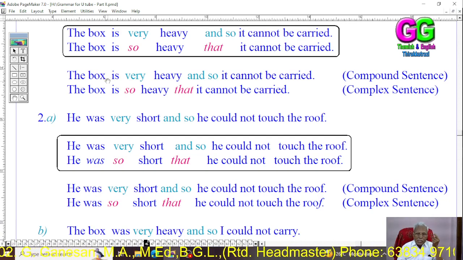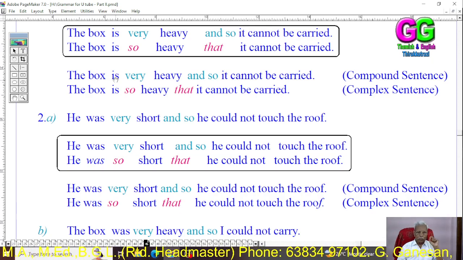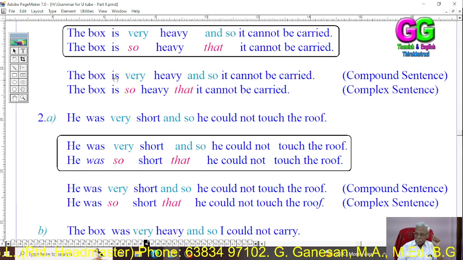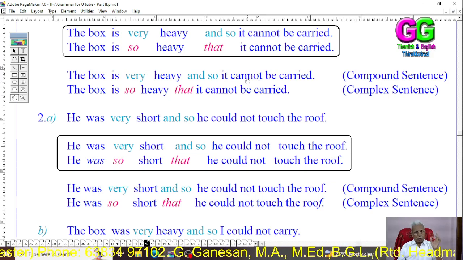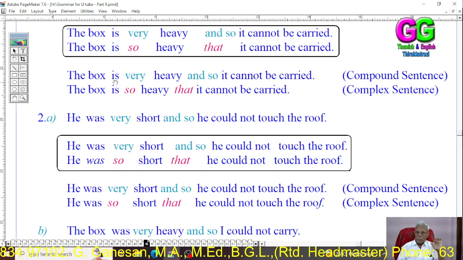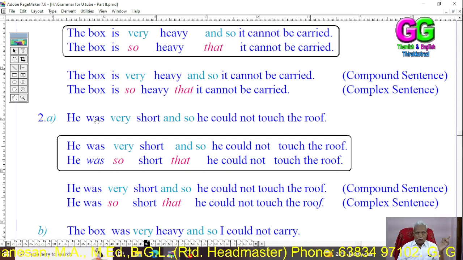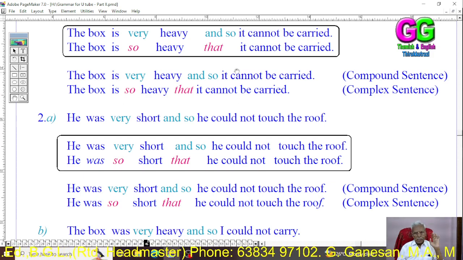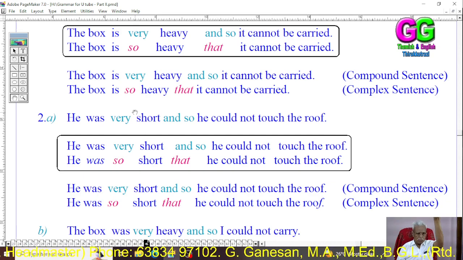See, in the first example I have used is, the verb in present tense. When the tense in the main clause is present tense, in the complex sentence we have to use cannot. When the verb is in past tense, we have to use could not. That is the only difference. Present tense, cannot. Past tense, could not. All other things are the same. So okay.